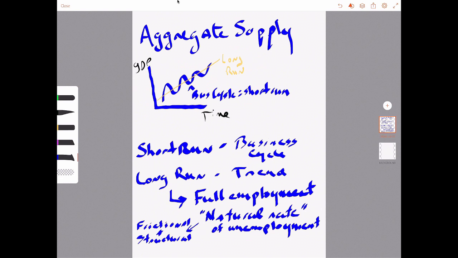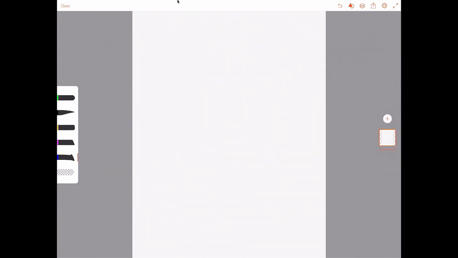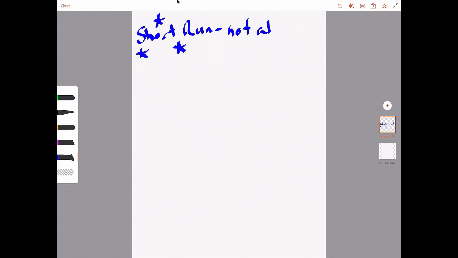There's one other thing about these conditions, these short run and long run conditions, that I want to mention before we actually take a look at a picture of these two things. And that has to do with prices. In the short run, and this is really the distinguishing feature of the short run, in the short run, not all prices adjust to changes in the macroeconomy.